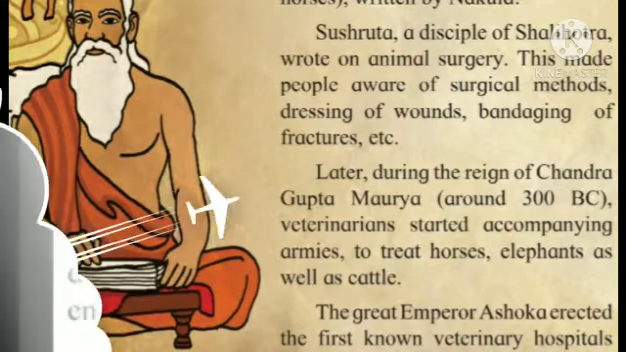Let's move to the next paragraph of the lesson. So here King Ashoka made the first veterinary hospital of the world. He arranged cultivation. Now, what is meant by cultivation?